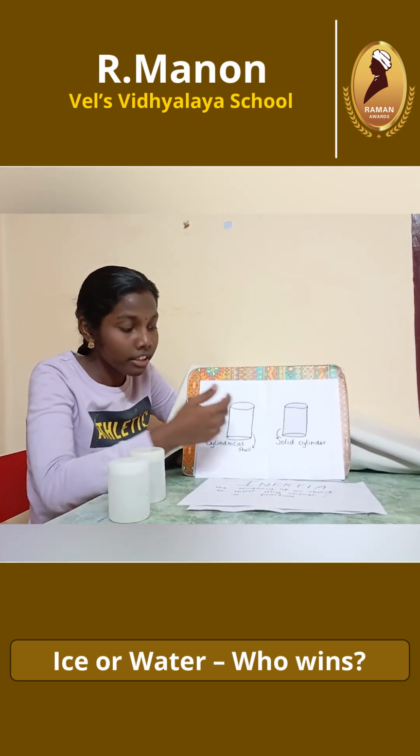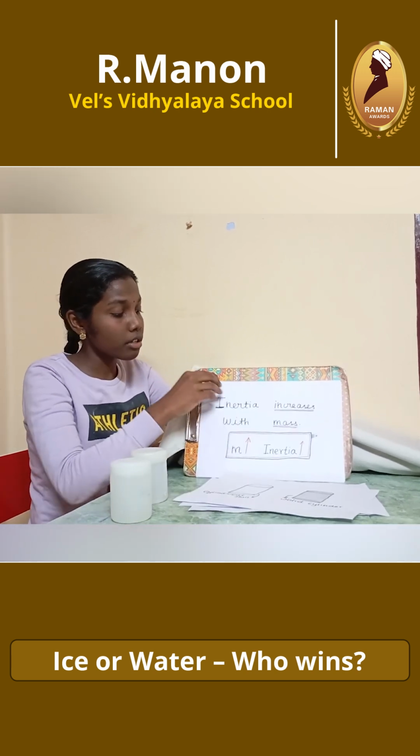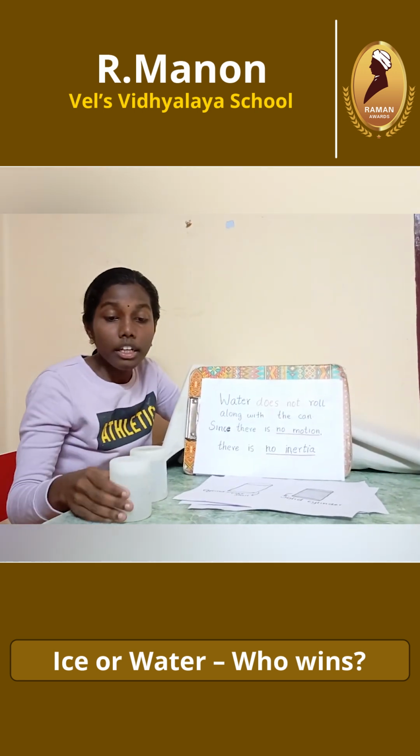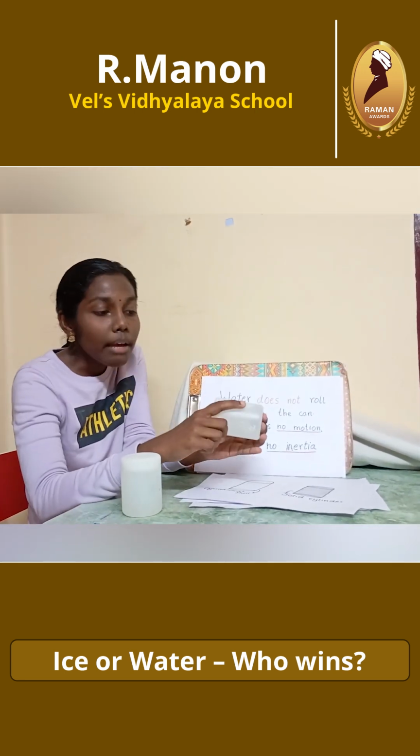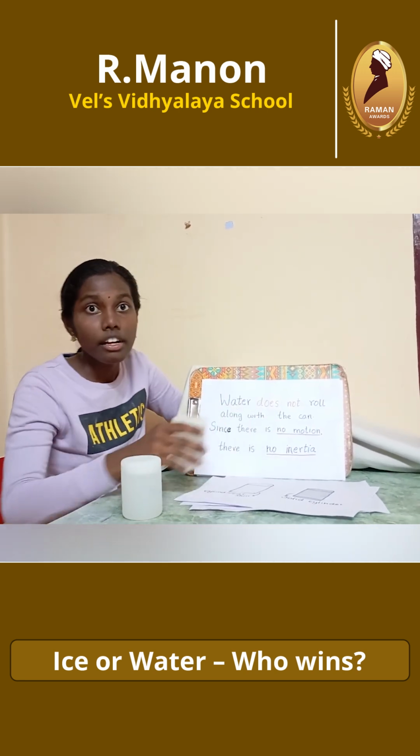The reason why we are taking the can with water as a cylindrical shell is because water does not roll along with the can when the can rolls down. The water stays in the same level as the can rolls down. The can and the water don't roll together. The water does not do any motion, and without motion there is no inertia.